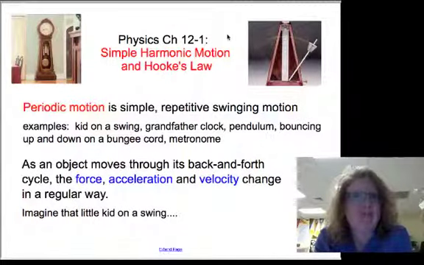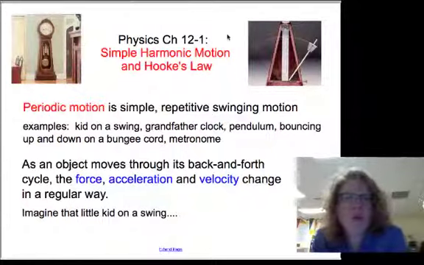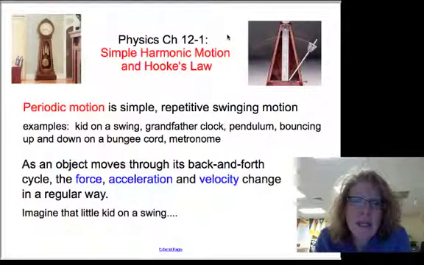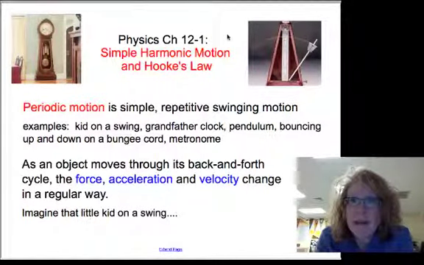Simple, repetitive motion. So as objects go through these types of periodic motions, we can say some things that characterize their motion. For example, we know that the velocity and the acceleration of that object are going to change in really regular and periodic ways, and furthermore that the force that object is experiencing is also being repeated in a very regular way. So think about that little kid on the swing, here he is.